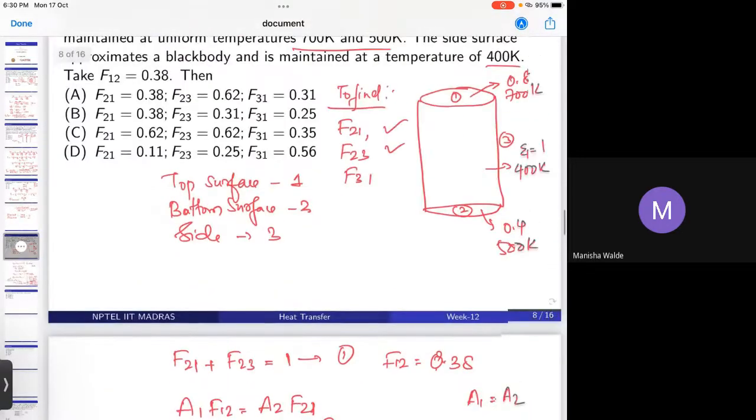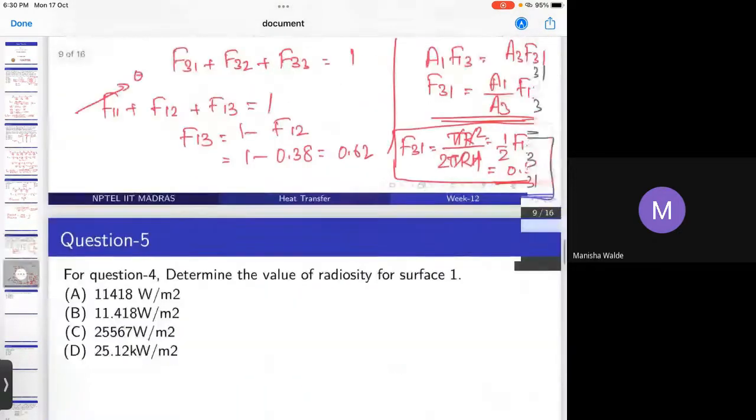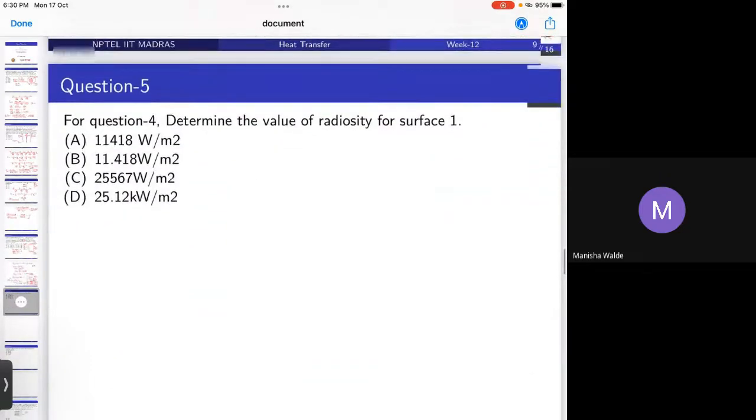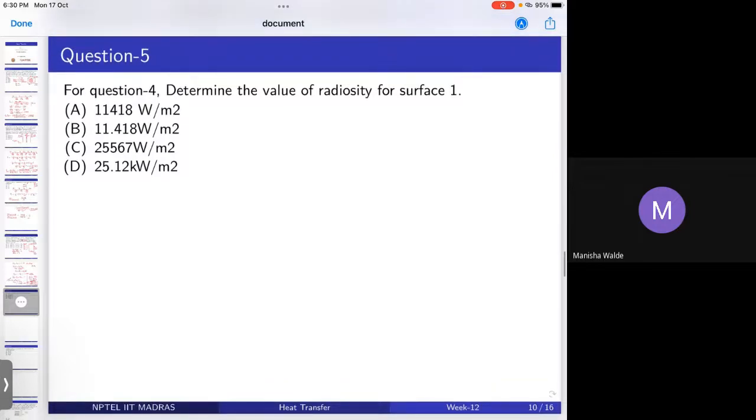So all the necessary view factors that are asked, we already found out: F21, F23 and F31. Okay. This is similar to the questions we already discussed in the previous session. We just need to calculate the view factors of different surfaces. So the next question is a continuation of question number 4, the previous question. We need to determine the radiosity of surface 1. So we will draw the radiation network for this question.